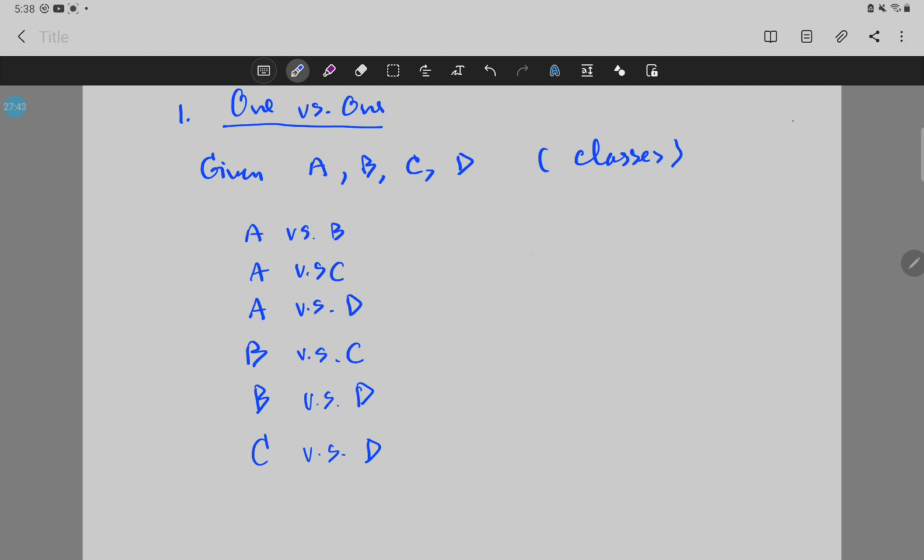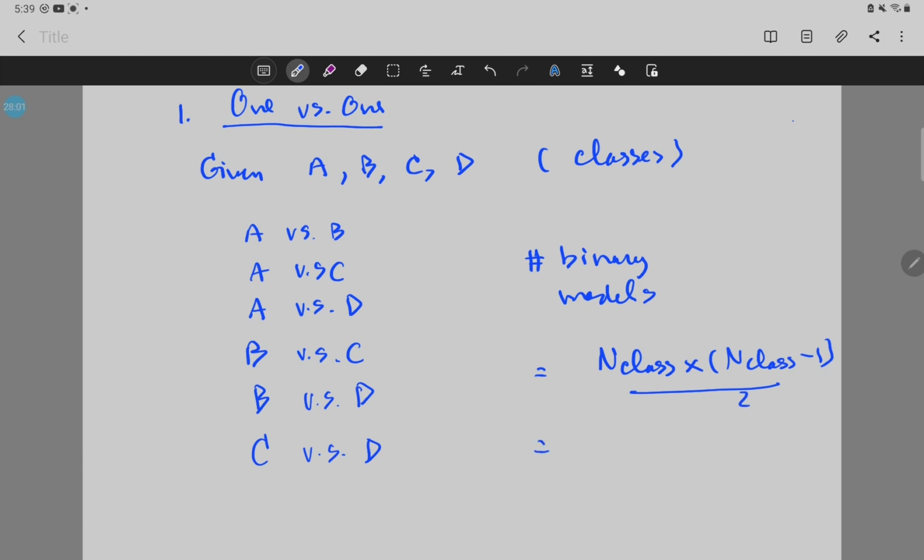In this case the number of binary models is equal to the number of classes multiplied by the number of classes minus 1, divided by 2. So in this case it is 4 times 4 minus 1 divided by 2, which is 6. Because we have data for each class already, we group this data and build a model for each 2 sets at a time.